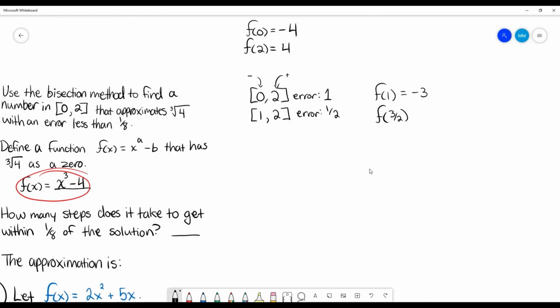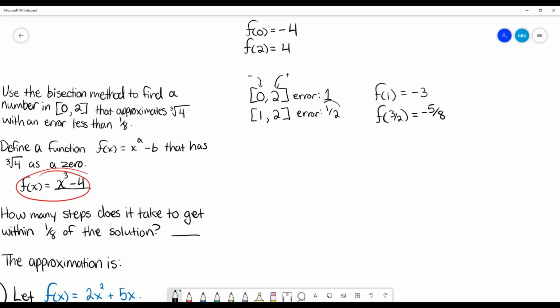So f of 3/2 is going to be 3/2 times 3/2 times 3/2, because it's going to be that cubed. I believe that should be 27/8 to start. So it's 27/8, minus 4, which is the same as 32/8. So, let's see, 32 minus 27. This is going to be negative 5/8, and I'm just going to erase this so we can write that more clearly. So it's going to be negative 5/8.